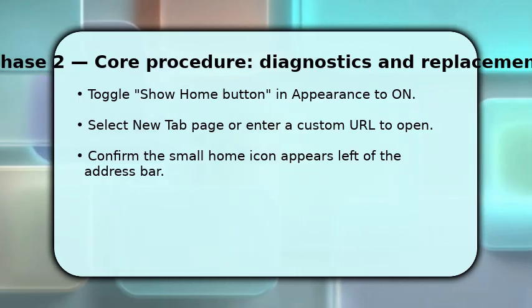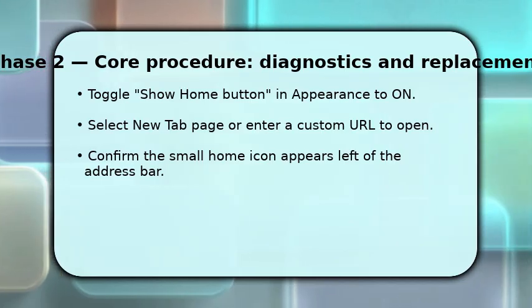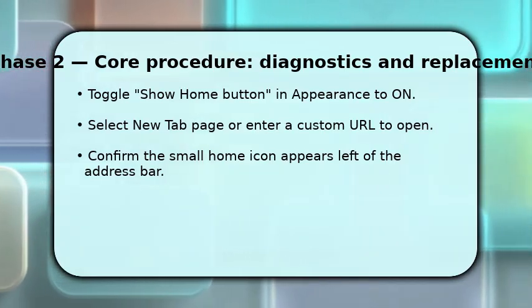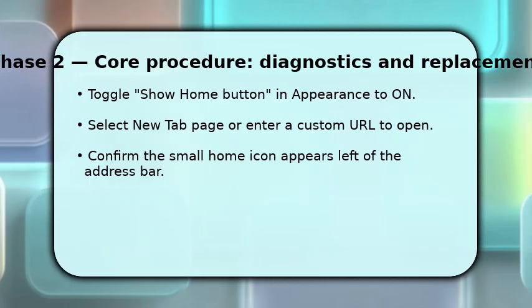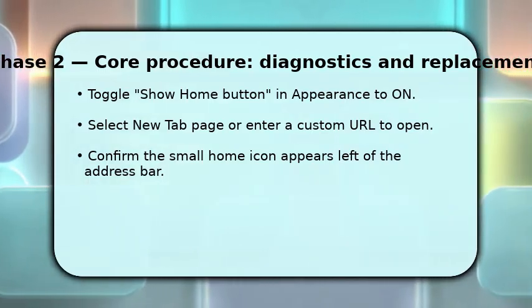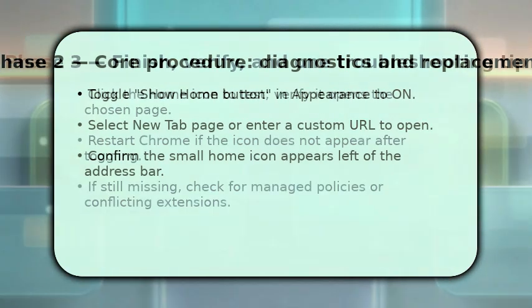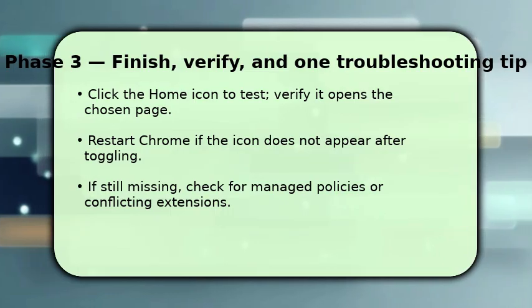Make sure to type the full address, including https://. After saving, look left of the Omnibox for the small house icon. This visual confirms the setting took effect and is ready for use. Finish by testing the Home icon, click it and confirm your selected page opens. If it does not appear right away, restart Chrome. A quick relaunch often applies settings.